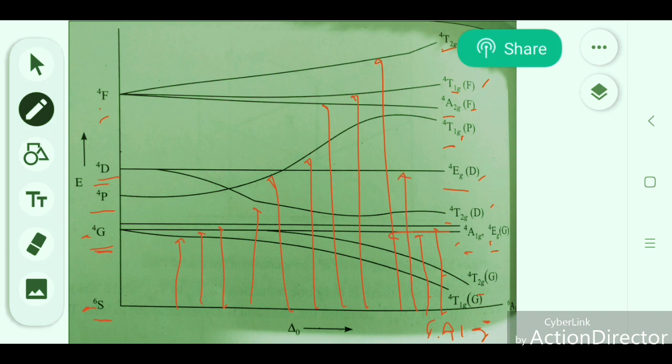Other is this horizontal line, then the other transition may be this. So there are generally four prominent peaks in the absorption spectra of the d5 configuration. So we can describe with the help of the Orgel diagram how the absorption spectrum of the d5 configuration looks like, that it has four prominent peaks in the absorption spectrum.